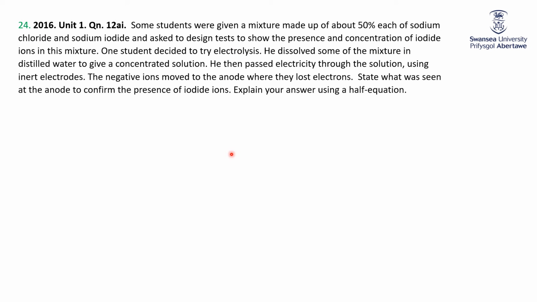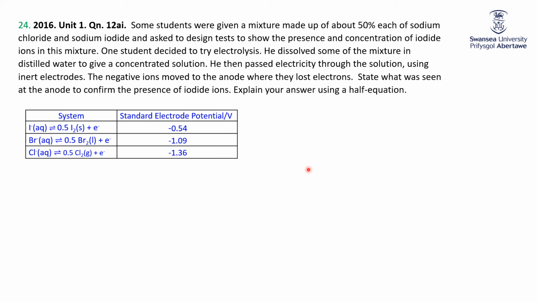Some students were given a mixture made up of 50% each of sodium chloride and sodium iodide, and asked to design tests to show the presence and concentration of iodide ions in the mixture. One student decided to try electrolysis, dissolve some of the mixture in distilled water to give a concentrated solution, passed electricity through the solution using inert electrodes. The negative ions, so that's iodide and chloride, moved to the anode where maybe they lost electrons. State what was seen at the anode to confirm the presence of iodide ions.